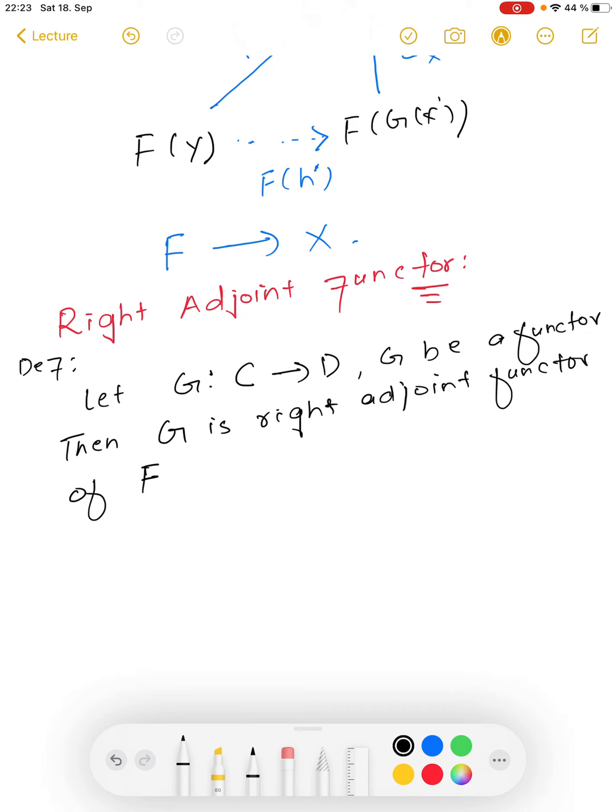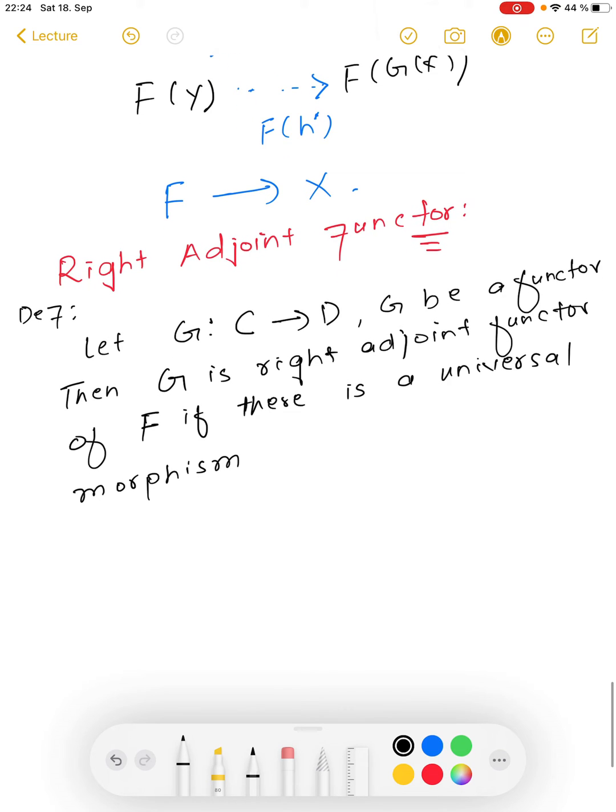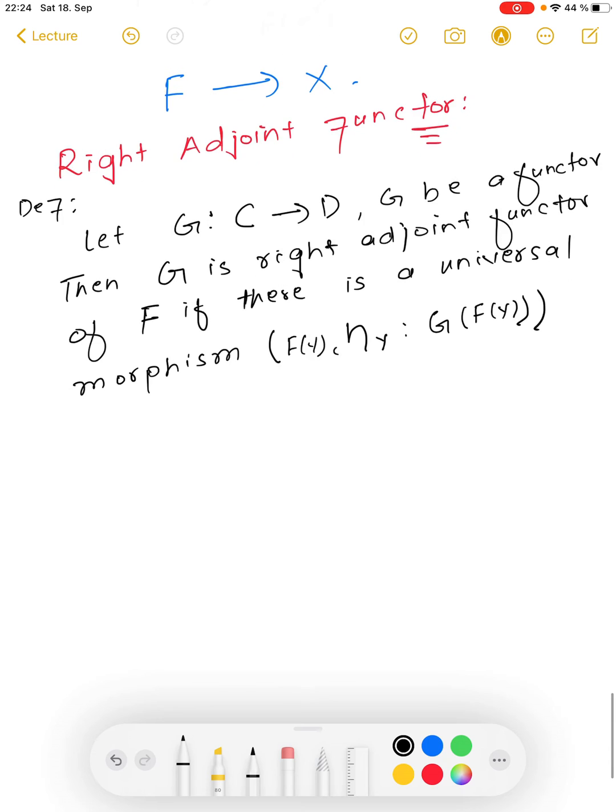of F if there is a universal morphism. So let me write it in brackets. In this, the universal morphism is actually, let me represent this with eta y, and this one is Fy. Fy is the object, eta y is the morphism, and this eta y is the morphism from y to G after Fy, a universal morphism for each object of y.